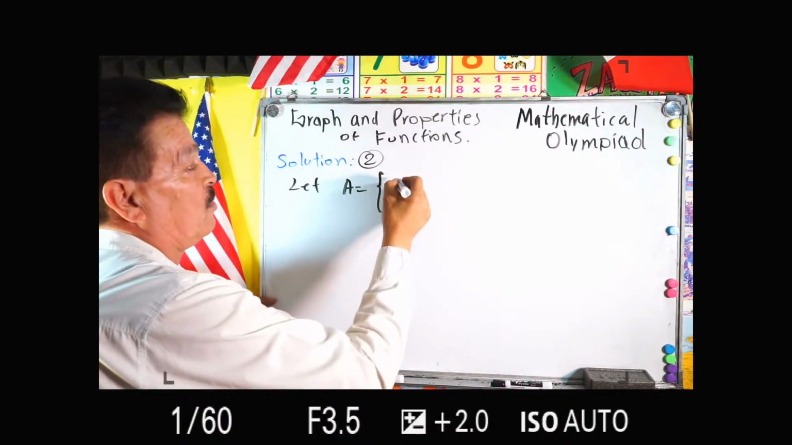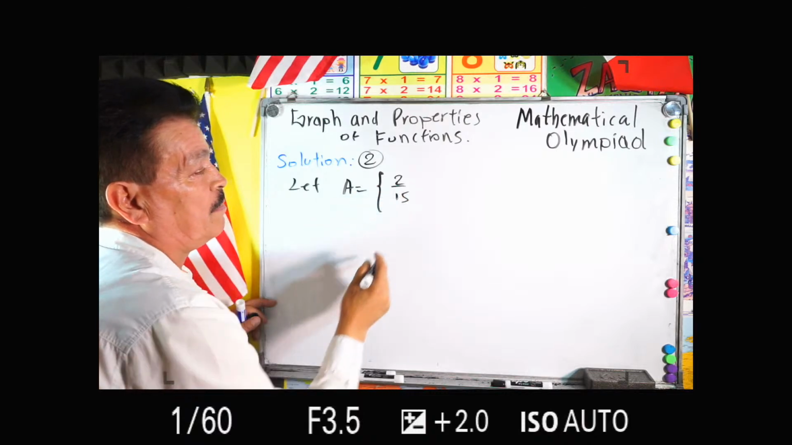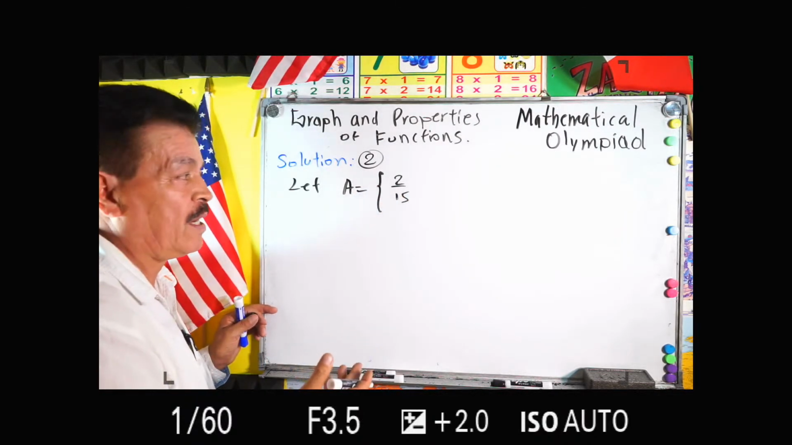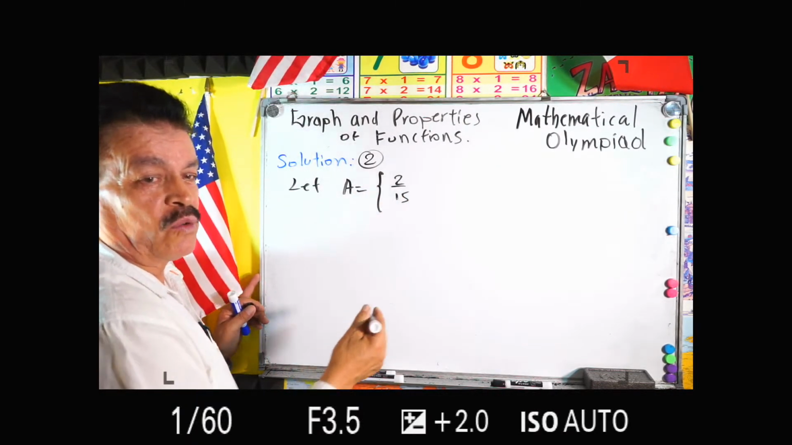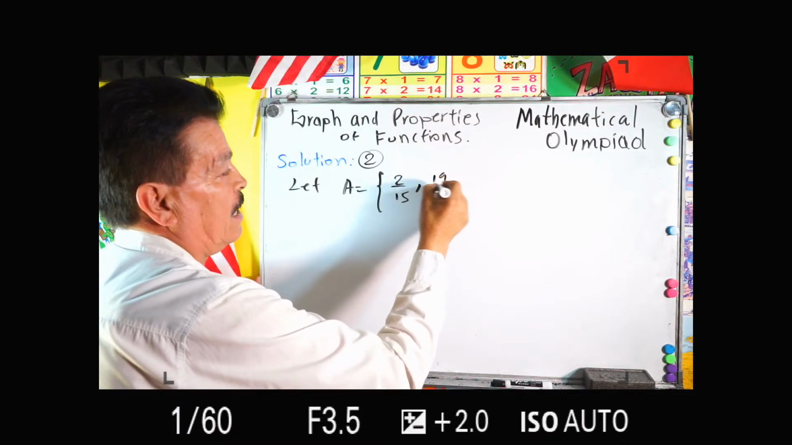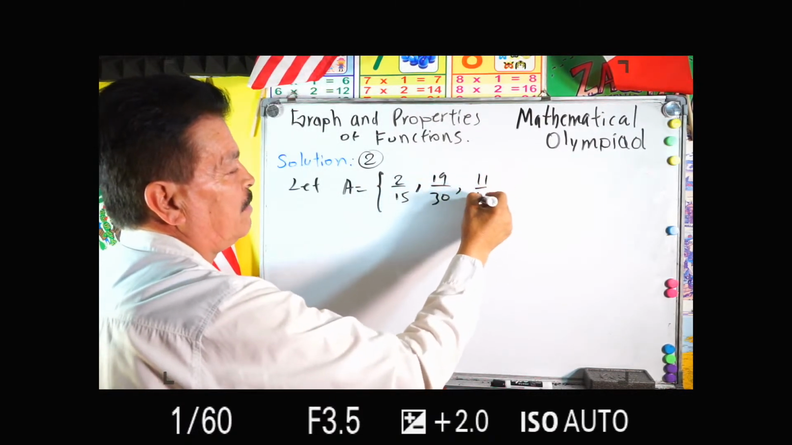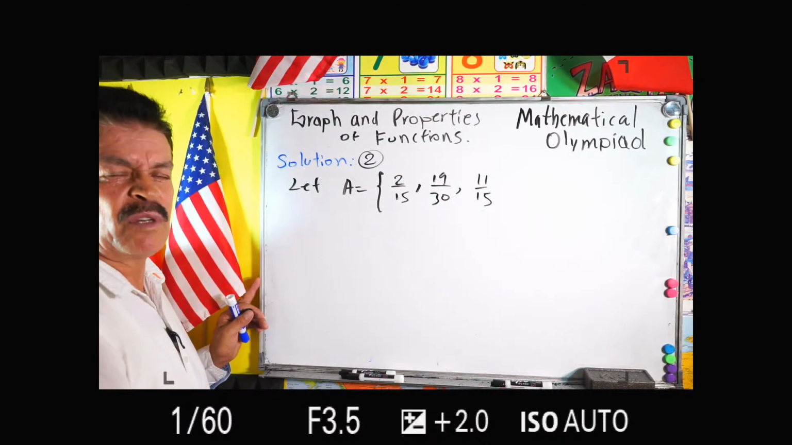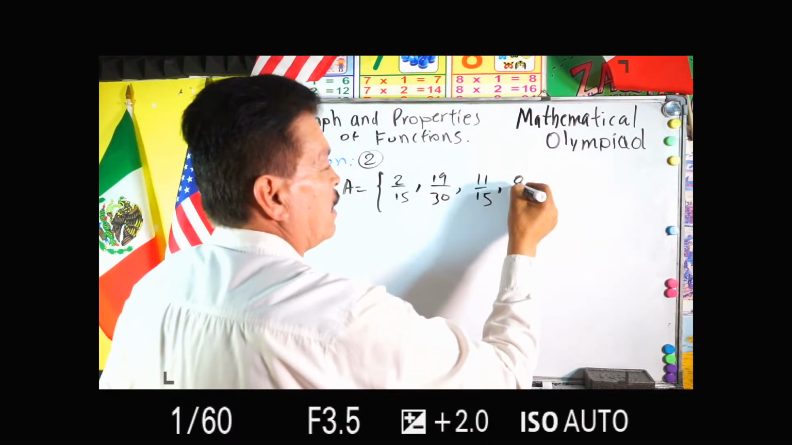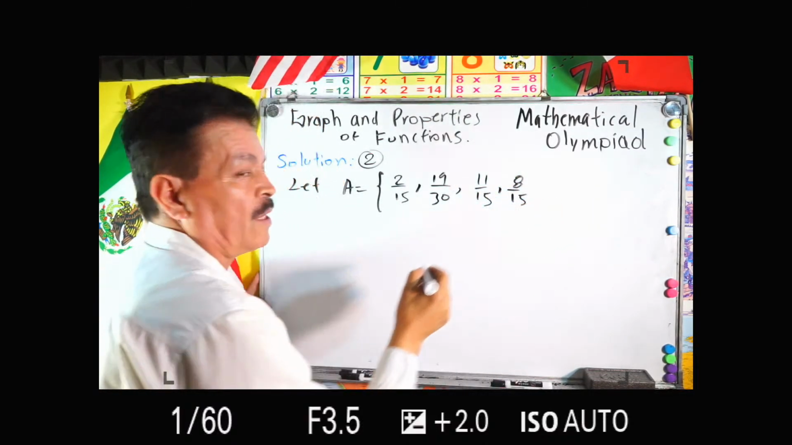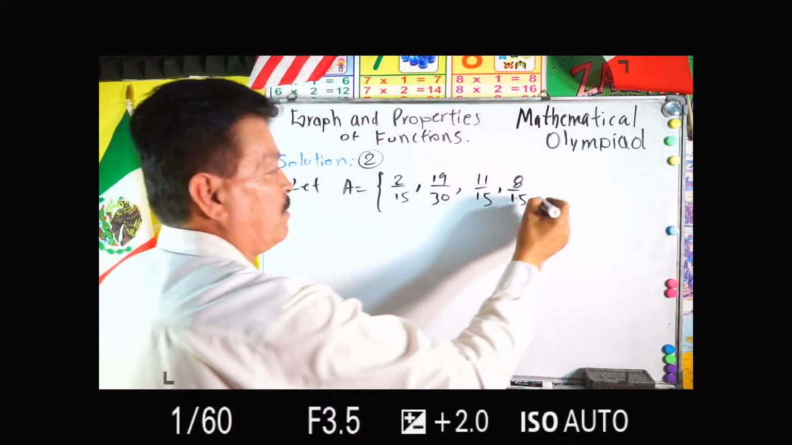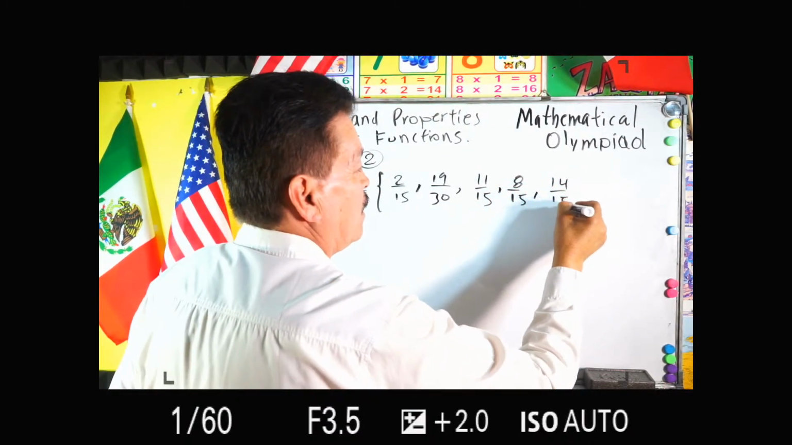Remember, we continue actually with the numbers before 215. We are gonna have the same answer actually. Okay, 215, then 19, 30, and then 11, 15, 11, 15. What else? 8, 15. We got it. 14, 15, 14, 15. It's a continuation.